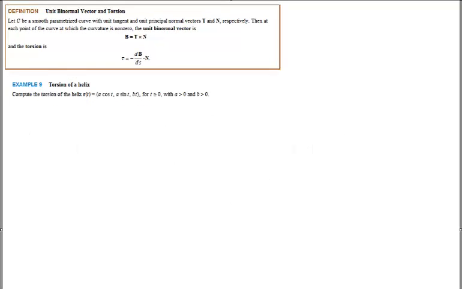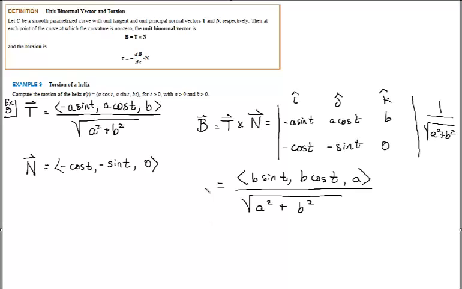Next, we're going to find the torsion of a helix, which means we're going to have to find the unit binormal vector, and then we'll go into finding the torsion for that. First, I'll have to find the unit tangential vector and unit normal vector, which I did in example 5, so I'm just going to write those down, and then I'll do the cross product to get that B. Okay, after a bit of computation, this is what we get for our unit binormal vector.